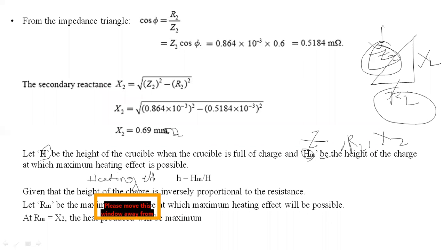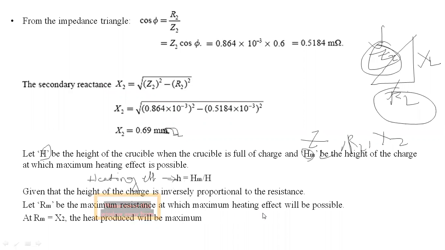Heating effect. That implies h is equal to the height of the charge to the total height of the crucible. So here are some of the specifications we have considered.